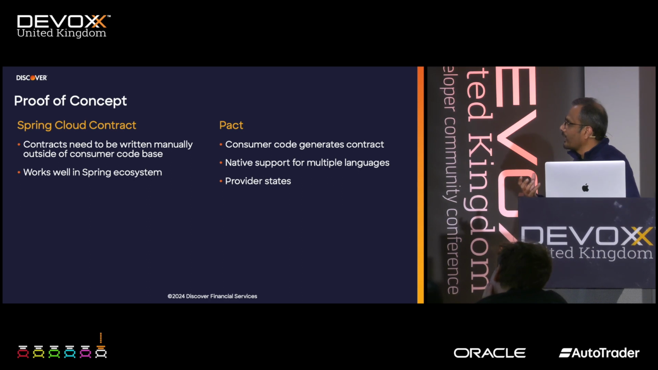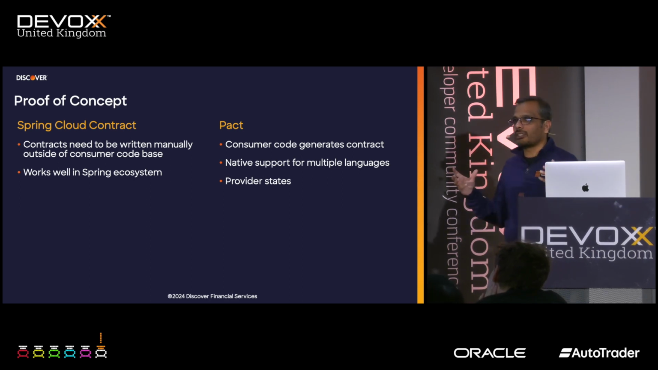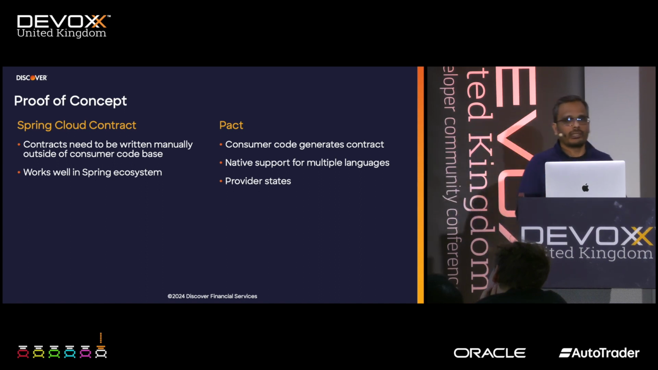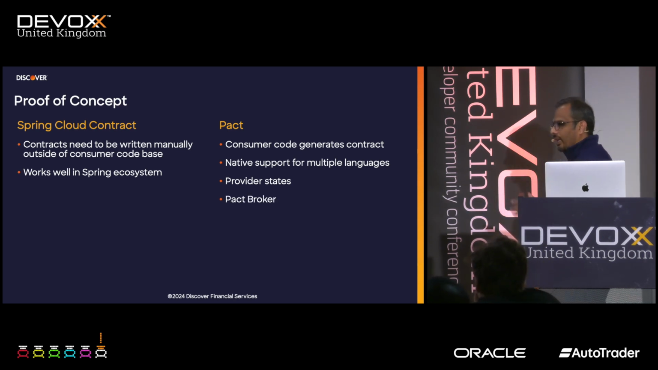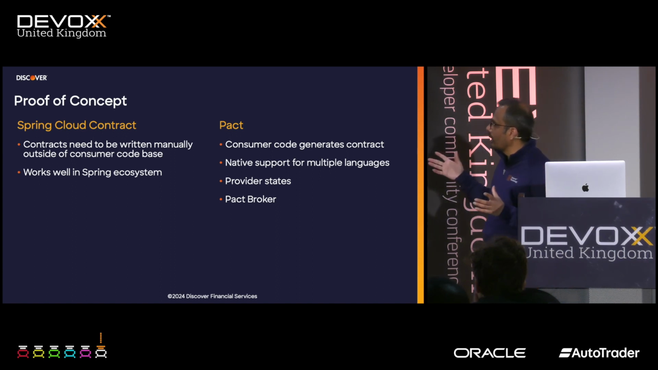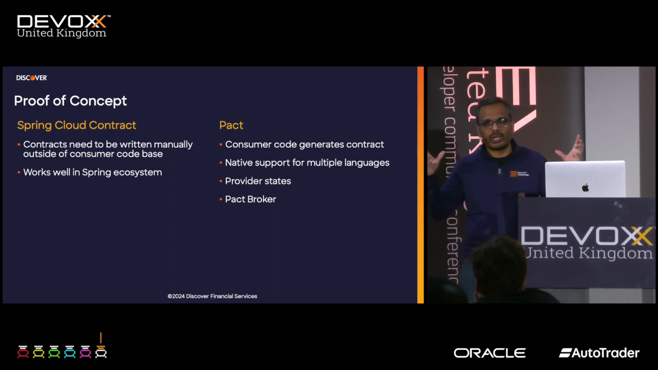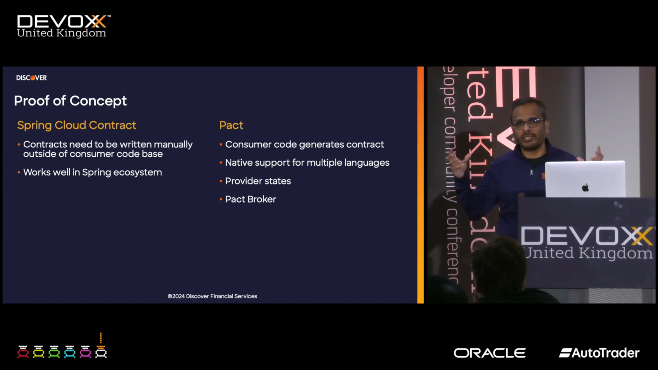It provides a mechanism to manage provider states. This is Pact's way of addressing the usual challenges that come with managing test data complexities. It also comes with something called Pact Broker. This is a separate product on its own, which is used to manage all the consumer contracts and the verification results in a centralized place.